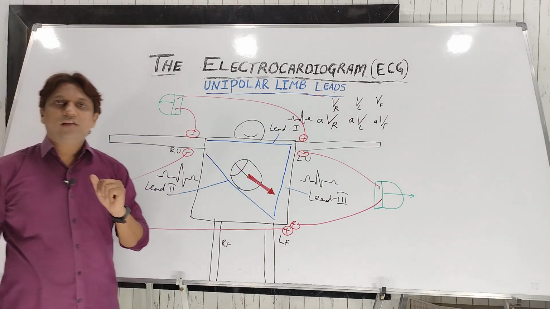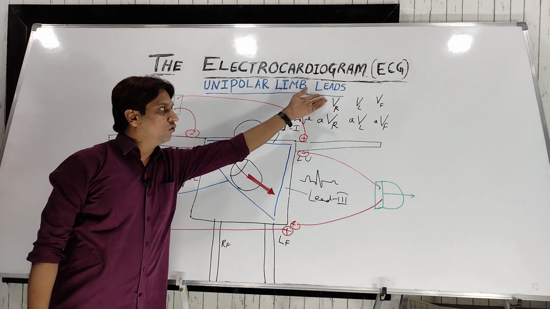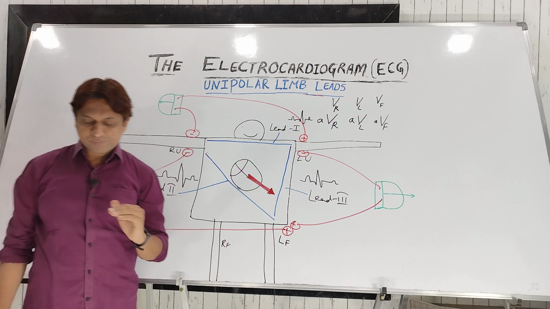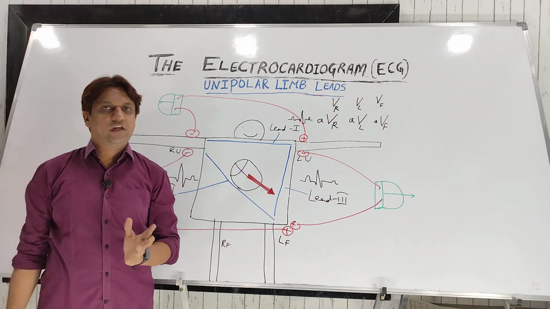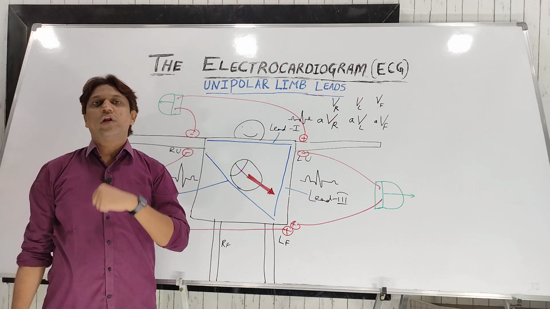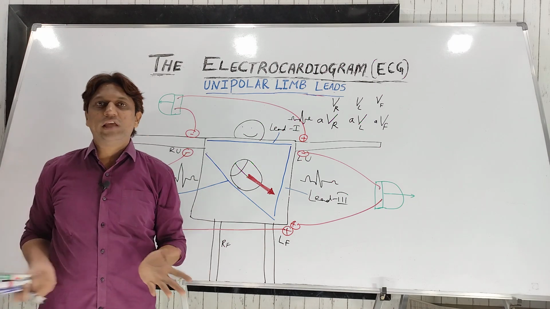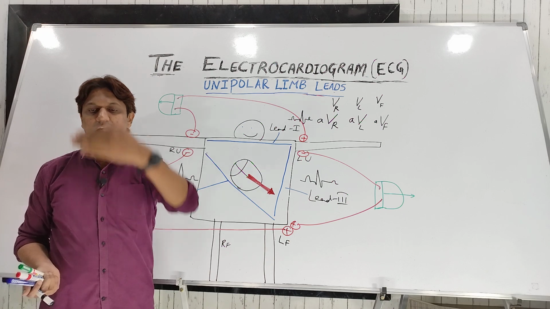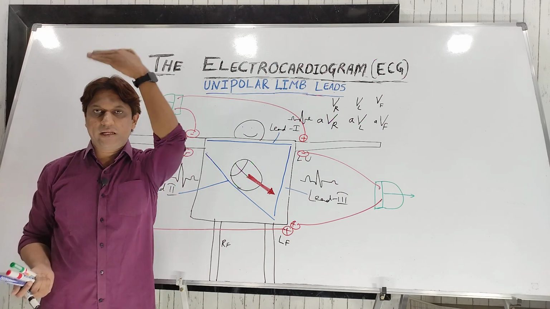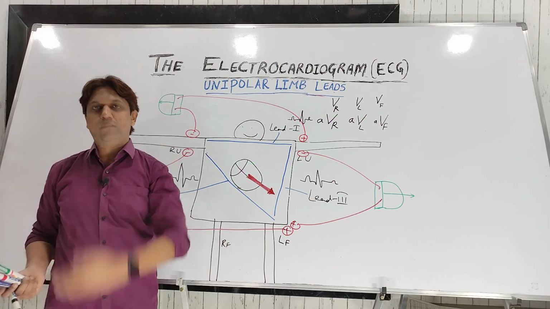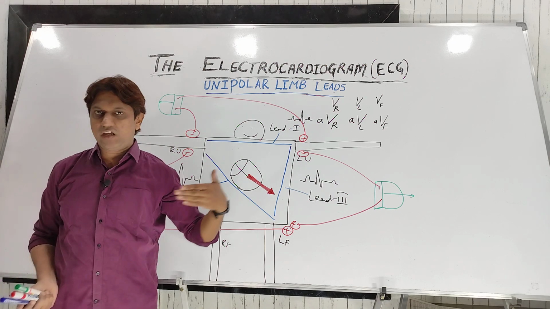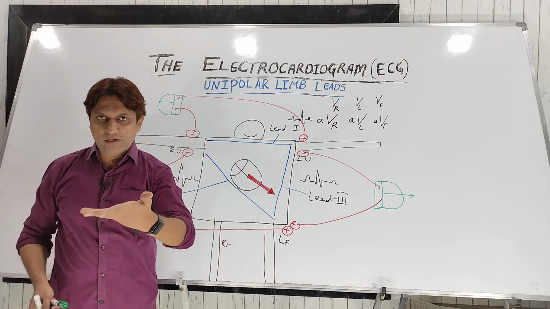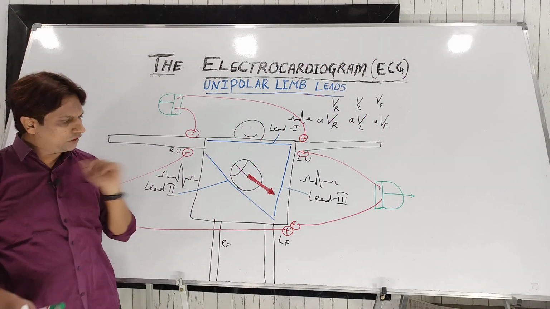Now in the year 1934, Wilson proposed the unipolar limb leads. So what was the need for this? You know, the heart is a three-dimensional figure, so we want to record the electrical activity from all angles. These limb leads usually record the electrical activity in the frontal plane. Frontal plane means up and down or right side and left side. We'll discuss the chest leads, which will record electrical activity in the horizontal plane. So in the frontal plane also you can see.